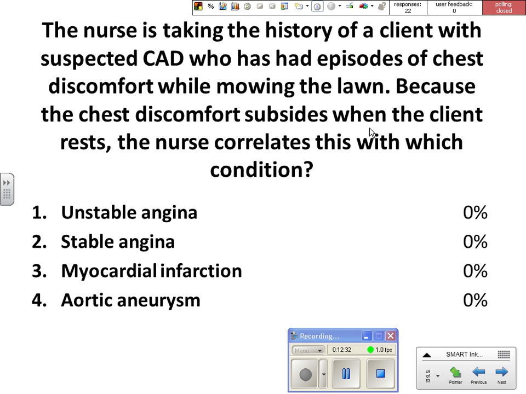The nurse is taking the history of the client with suspected coronary artery disease who has episodes of chest pain when mowing the lawn. Because it subsides when the client rests, the nurse correlates this with which condition? Unstable angina, stable angina, myocardial infarction, aortic aneurysm.